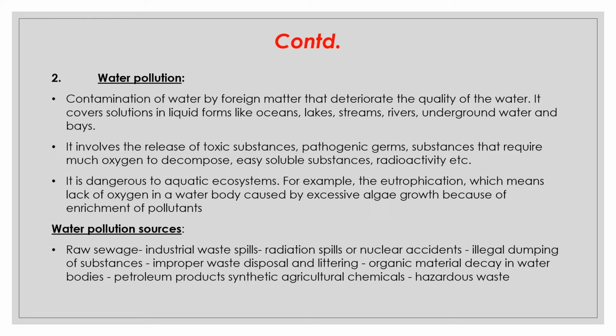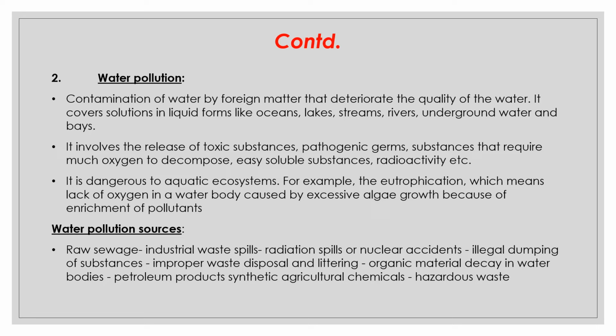For example, eutrophication. Eutrophication means lack of oxygen in a water body caused by excessive algae growth because of enrichment of pollutants. Algae is a kind of microorganism. Algae will grow excessively and it requires more oxygen to decompose in the water body. So the oxygen level under the water body declines, which is dangerous for aquatic animals. So this is called eutrophication.